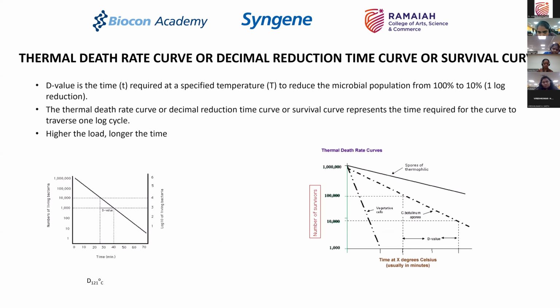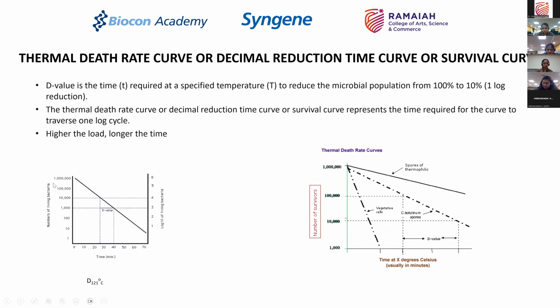It is at a specified temperature. So you say my D value at 121 degrees centigrade is so much, say 10 minutes or 15 minutes, whatever it is. So when you use the notation D, you should always accompany it with the temperature. So you see, I've written D at 121 degrees centigrade. This is the curve that I've got. So, D at 121 degrees centigrade.